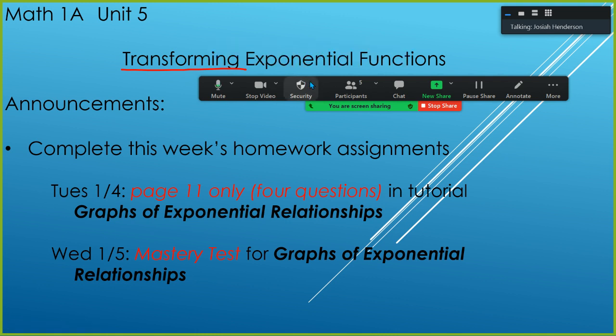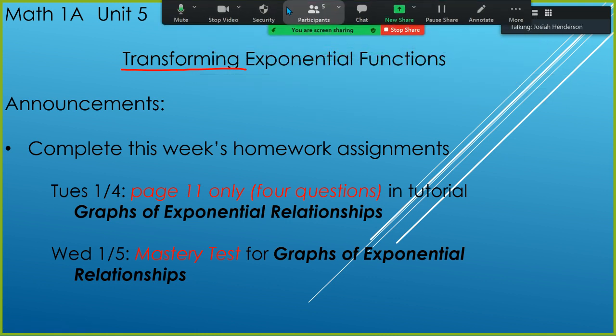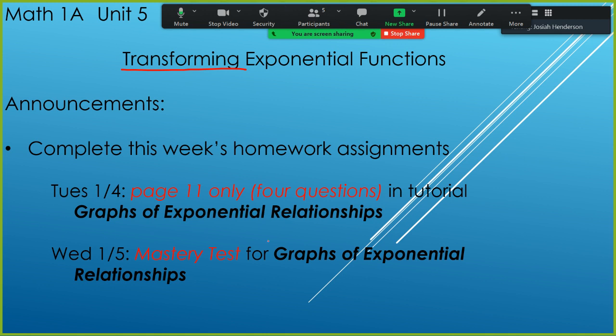Just a reminder, Tuesday we had the 4 questions from page 11 of the first tutorial called Graphs of Exponential Relationships, just page 11. And in order for me to see your work, I do need you to submit it at the end. So it won't be complete. I'm not asking you to do the whole tutorial. You may, for extra support, and that probably wouldn't be a bad idea, but all I want to see is page 11 done.